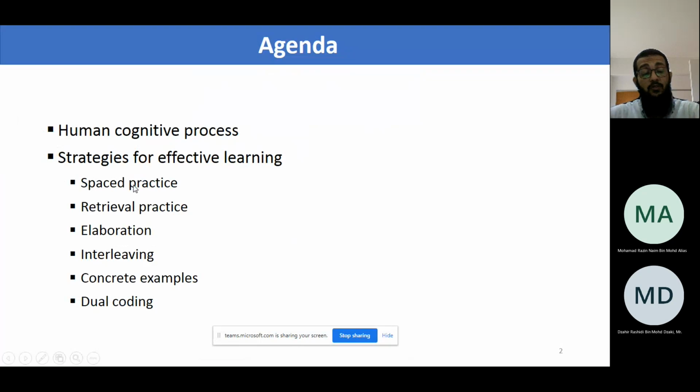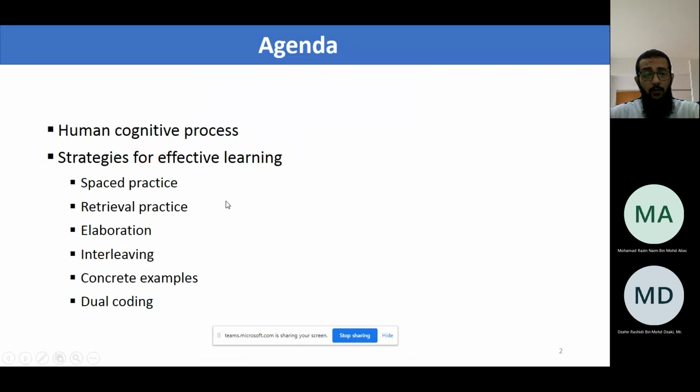So the six strategies we talk about according to the book, which is also accompanied by a video YouTube channel that I would recommend you follow, are spaced practice and retrieval practice, the elaboration strategy, interleaving, concrete examples, and the last one, dual coding. They have generously provided some slides on their website for free, with accreditation required, of course, and I will use their slides.